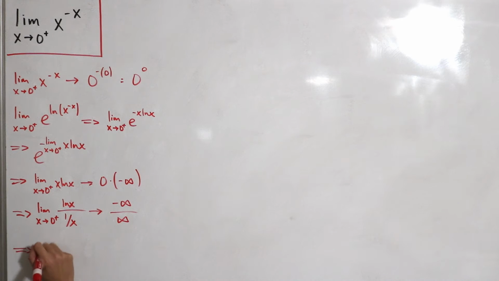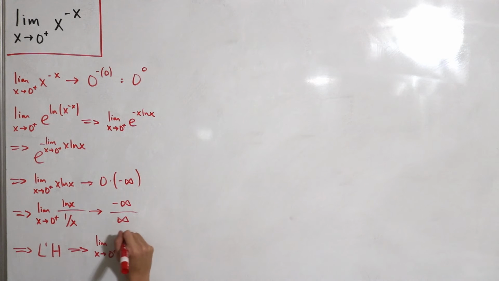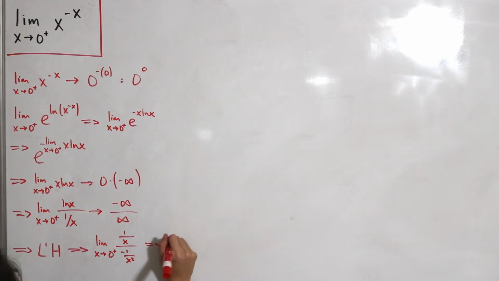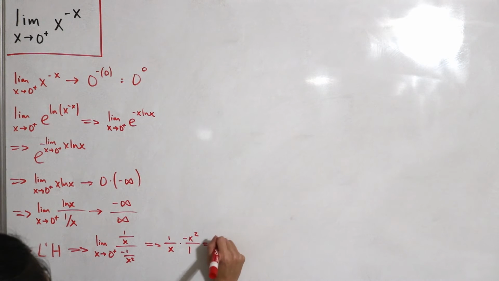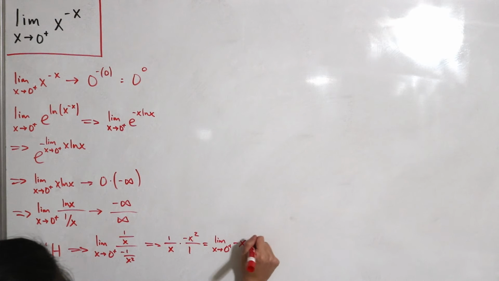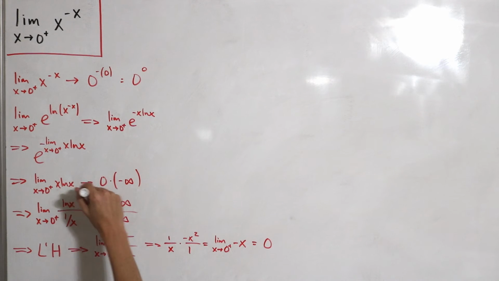Then by applying L'Hopital's rule, we can take the derivative of both the numerator and denominator and take that limit again. So the derivative of ln of x is just 1 over x, and from the denominator this is just negative 1 divided by x squared. With a little bit of rewriting, we have 1 over x multiplied by the reciprocal, negative x squared over 1. So hence this is the limit as x approaches 0 plus of negative x, which is indeed equal to 0.